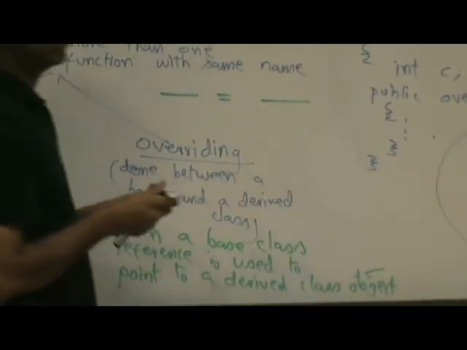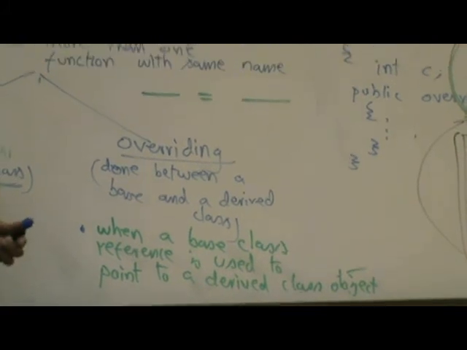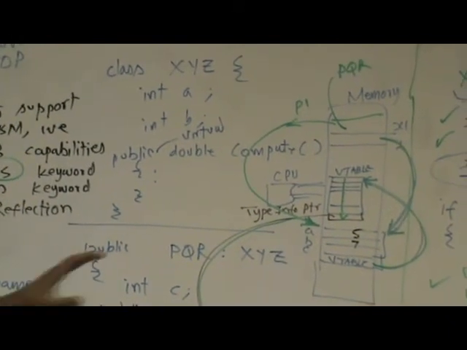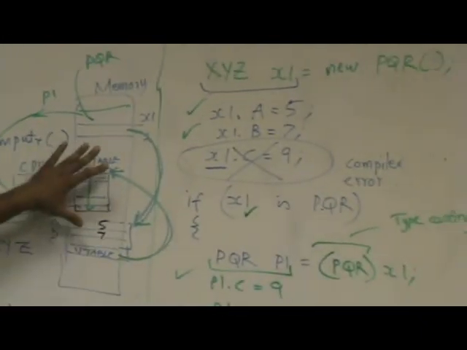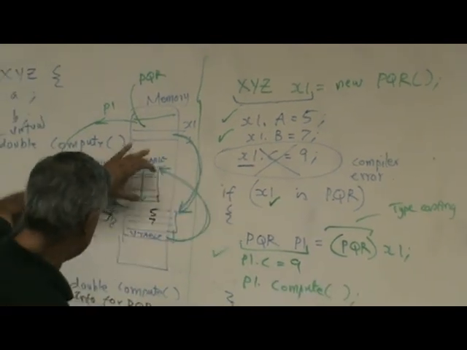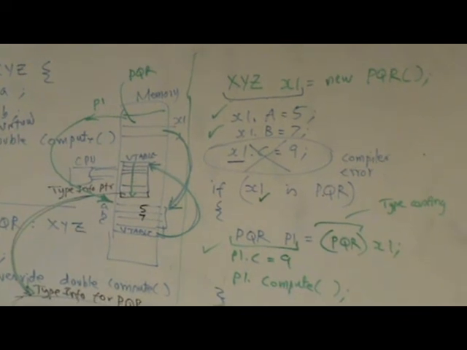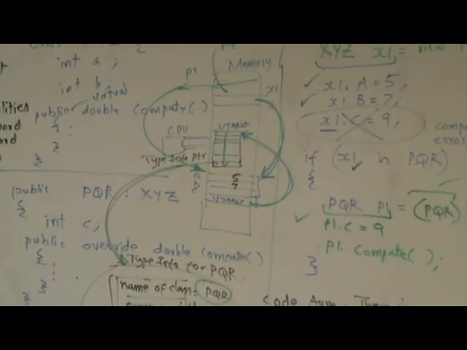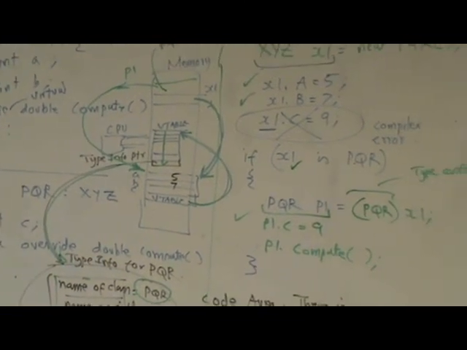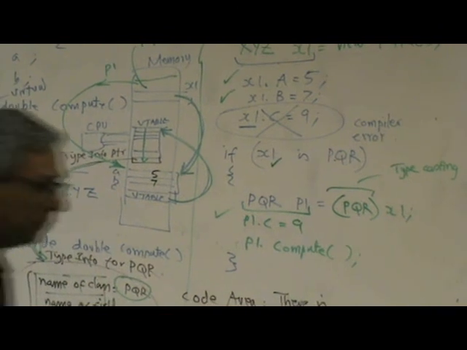So I explained the is keyword. Next time I'll explain the as keyword and the reflection. But the key thing to remember is there's nothing magical. Everything has to be stored in the computer so that we can find out exactly what type of object it's pointing to. So having a clear idea of the memory, how it's stored, will help you understand these concepts nicely. Okay? All right, we'll continue from here.